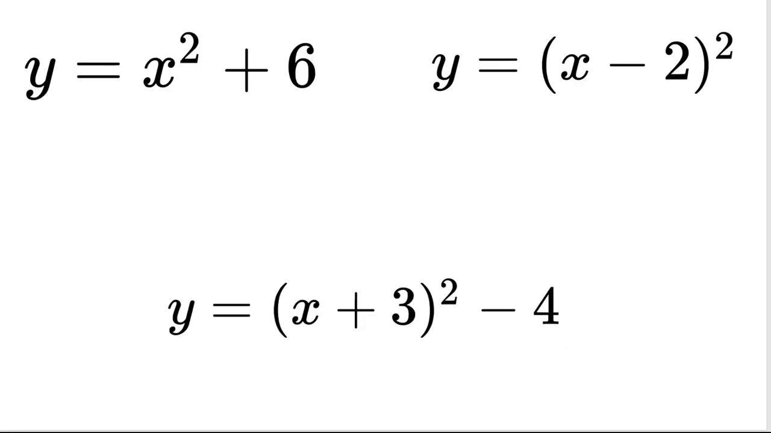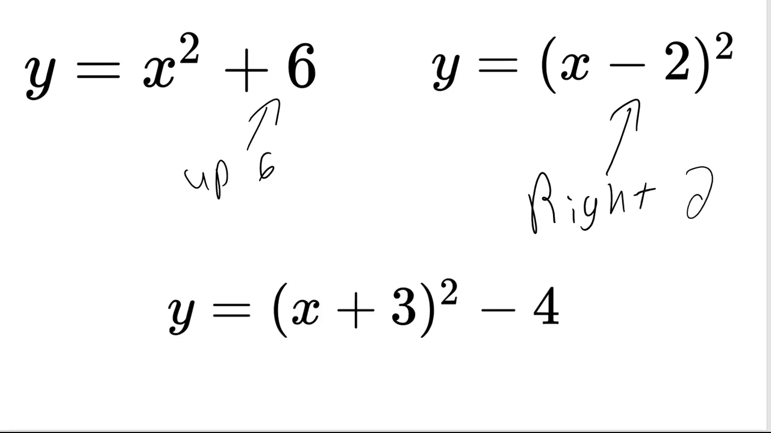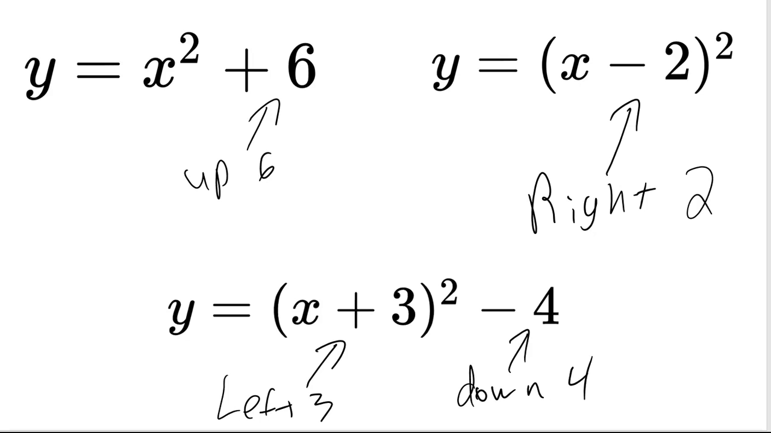So I'm just going to refresh your memory. This meant it was up 6. This meant it was right 2. If it was inside the parentheses, it's opposite. This tells me it's left 3. And this is down 4. That's kind of what we're talking about today.